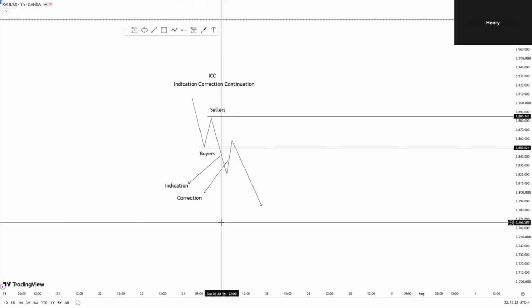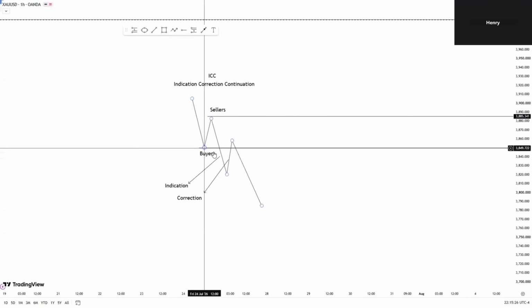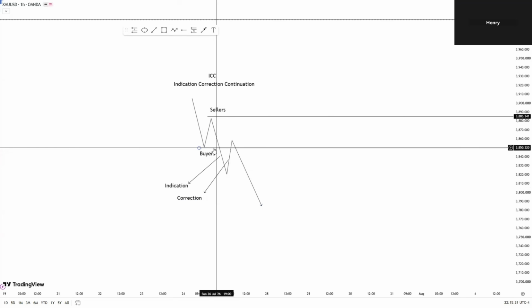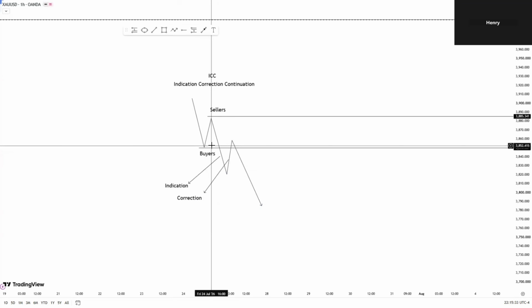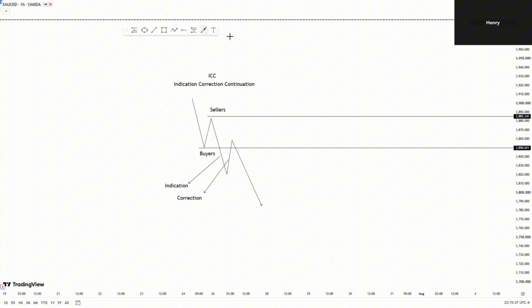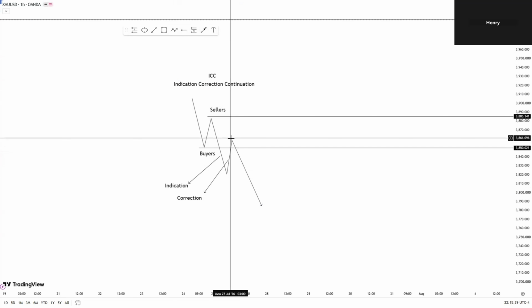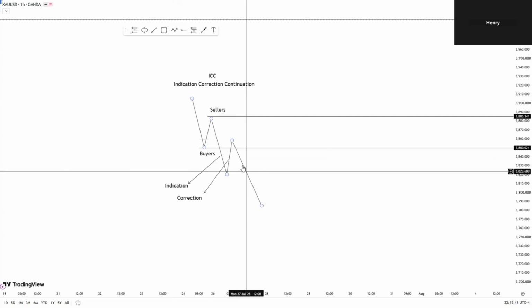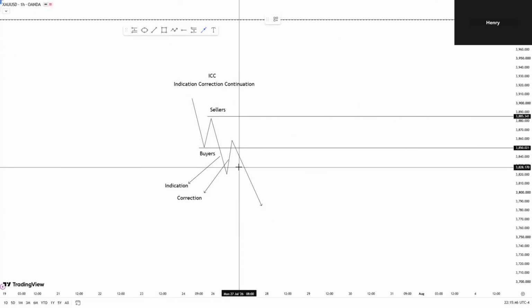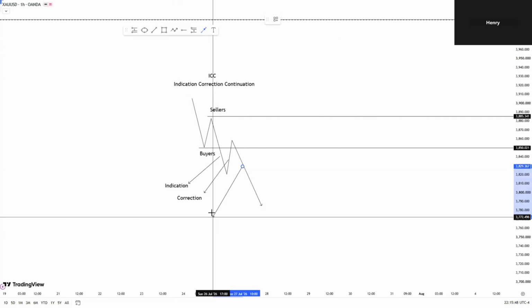The continuation is price simply repeating the exact same thing that it did for the indication, right? Once it comes back underneath this level of buyers, this is where ICC comes from. This second move down, this is the continuation. This is when we enter our trades, right? This is when we enter our trades.